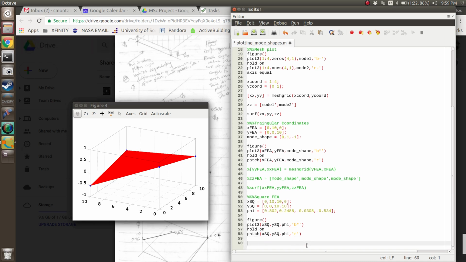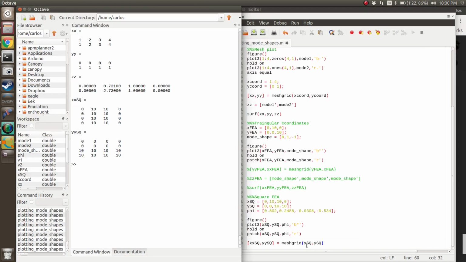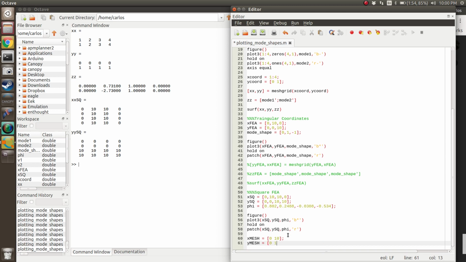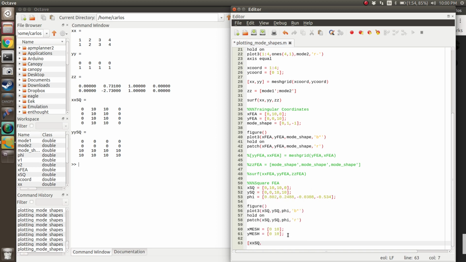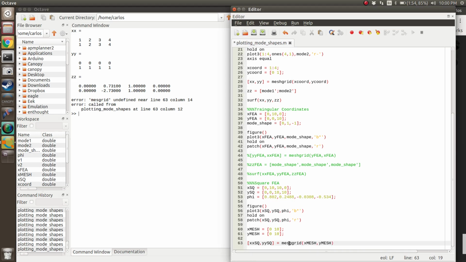So this one should work. We should be able to do xx square, yy square, meshgrid, x square, y square, and I'm going to look at what the outputs are. Oh wow! See, this is a 4x4. Oh, of course. Okay, so for triangles, it definitely doesn't work. But for squares, you need to realize that your x mesh is actually just 0 and 10, and your y mesh is actually just 0 and 10. Then you do xx square, yy square, meshgrid, x mesh, y mesh, and you should just get it. I spelled meshgrid wrong. 9 times out of 10 it's a typo.